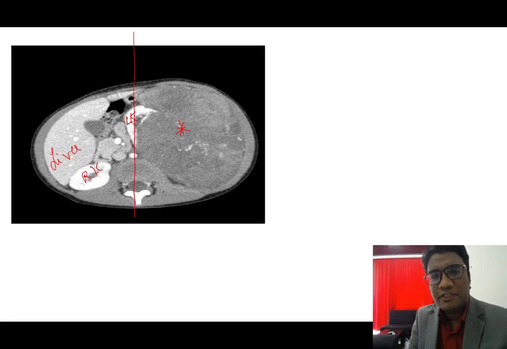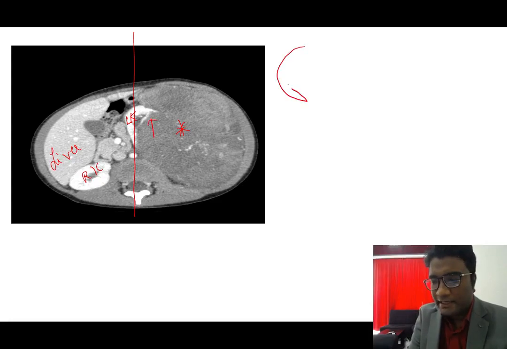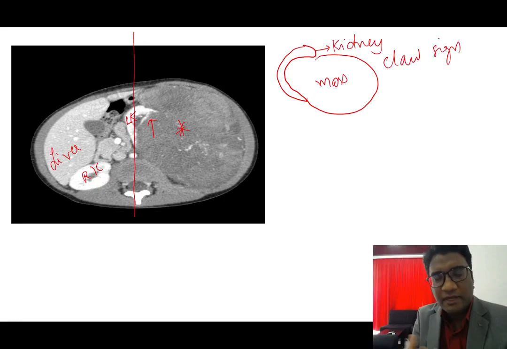This lesion is not crossing the midline, it is limited to one side, and it is seen to be arising from the kidney. You can see that claw-like area of the kidney, right? There is a mass here and the kidney is forming a claw-like area. This is called the claw sign. So this tells you that the lesion is arising within the kidney.